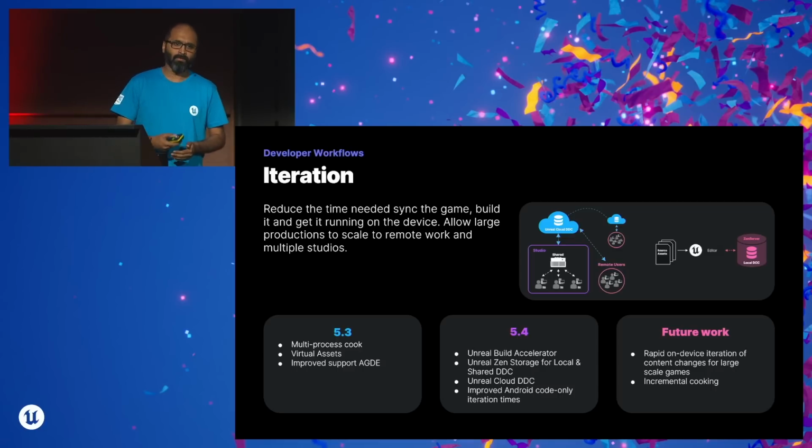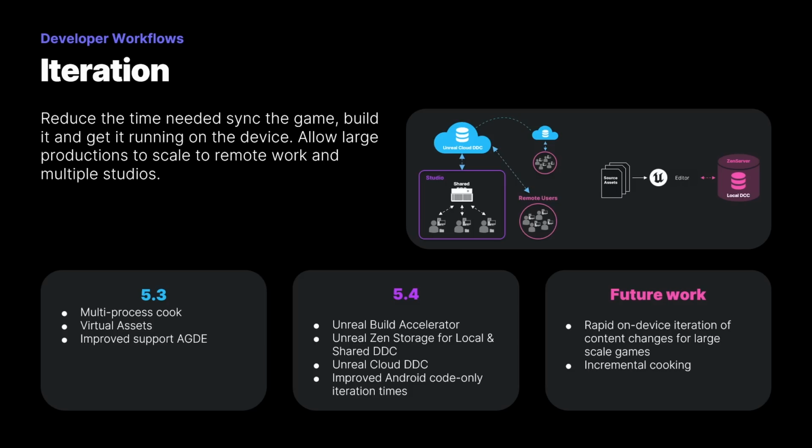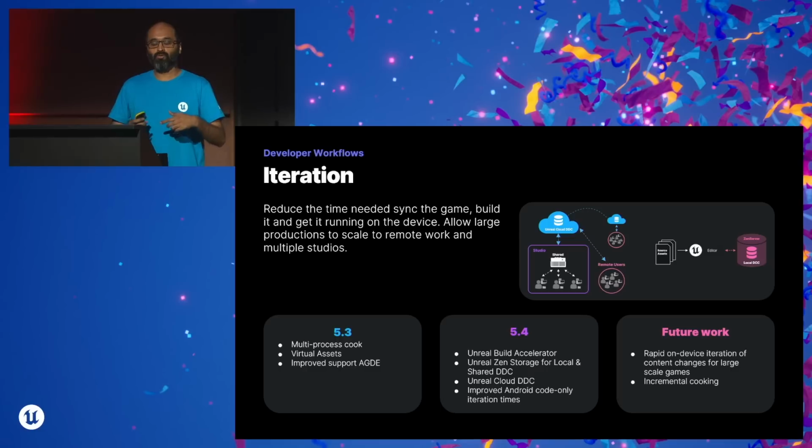With 5.3, we added multiple process cook, which means that your cooking time is reduced. We also added virtual assets and, of course, improved support for the Android game development extension that I was just talking about earlier. With 5.4, if anyone was at Ari's talk yesterday, he talked a lot about this: we now support Unreal Build Accelerator and Unreal Zen storage for local and shared DDC. There is Unreal Cloud DDC, and there's also improvement in terms of Android code-only iteration times, like the ones I just showed you earlier.